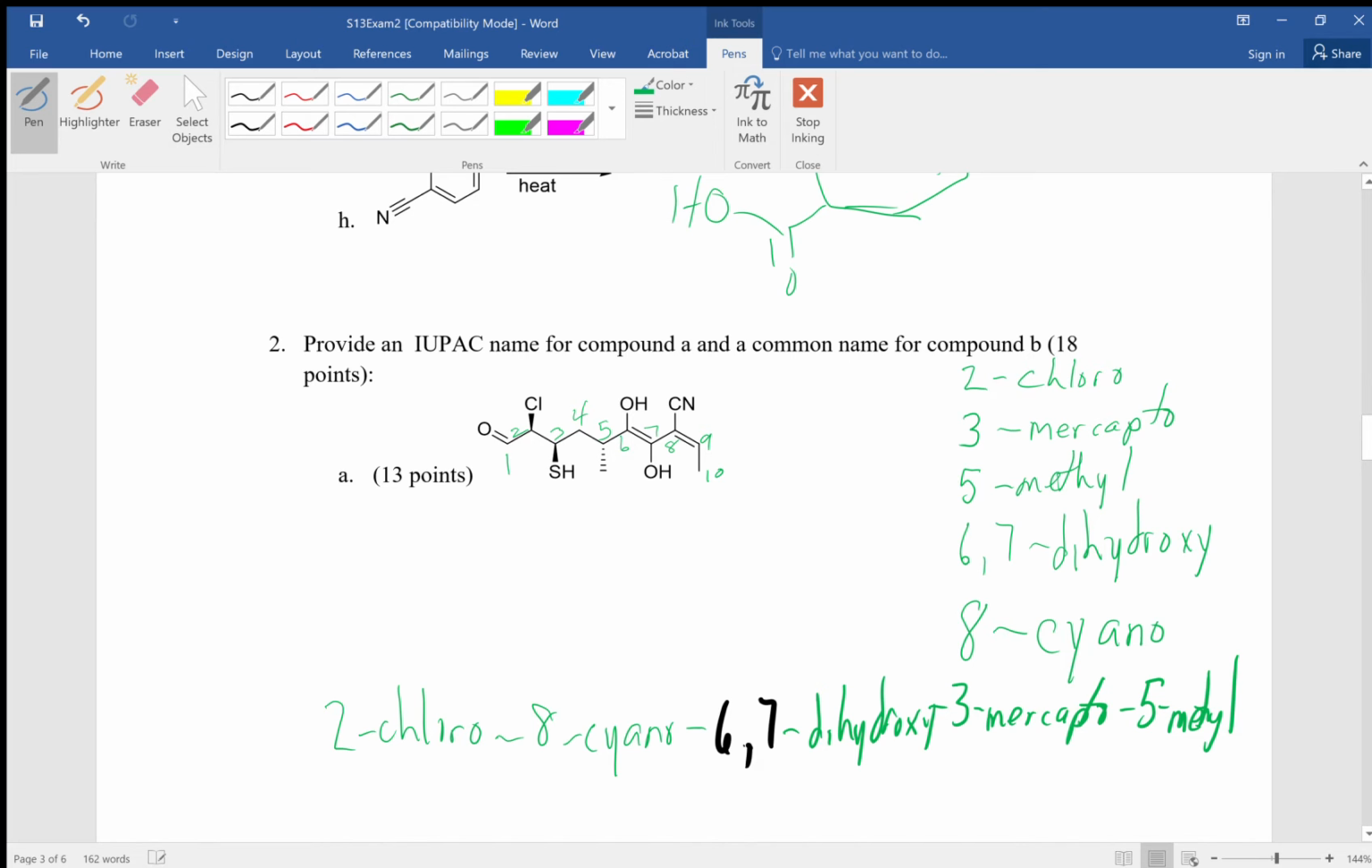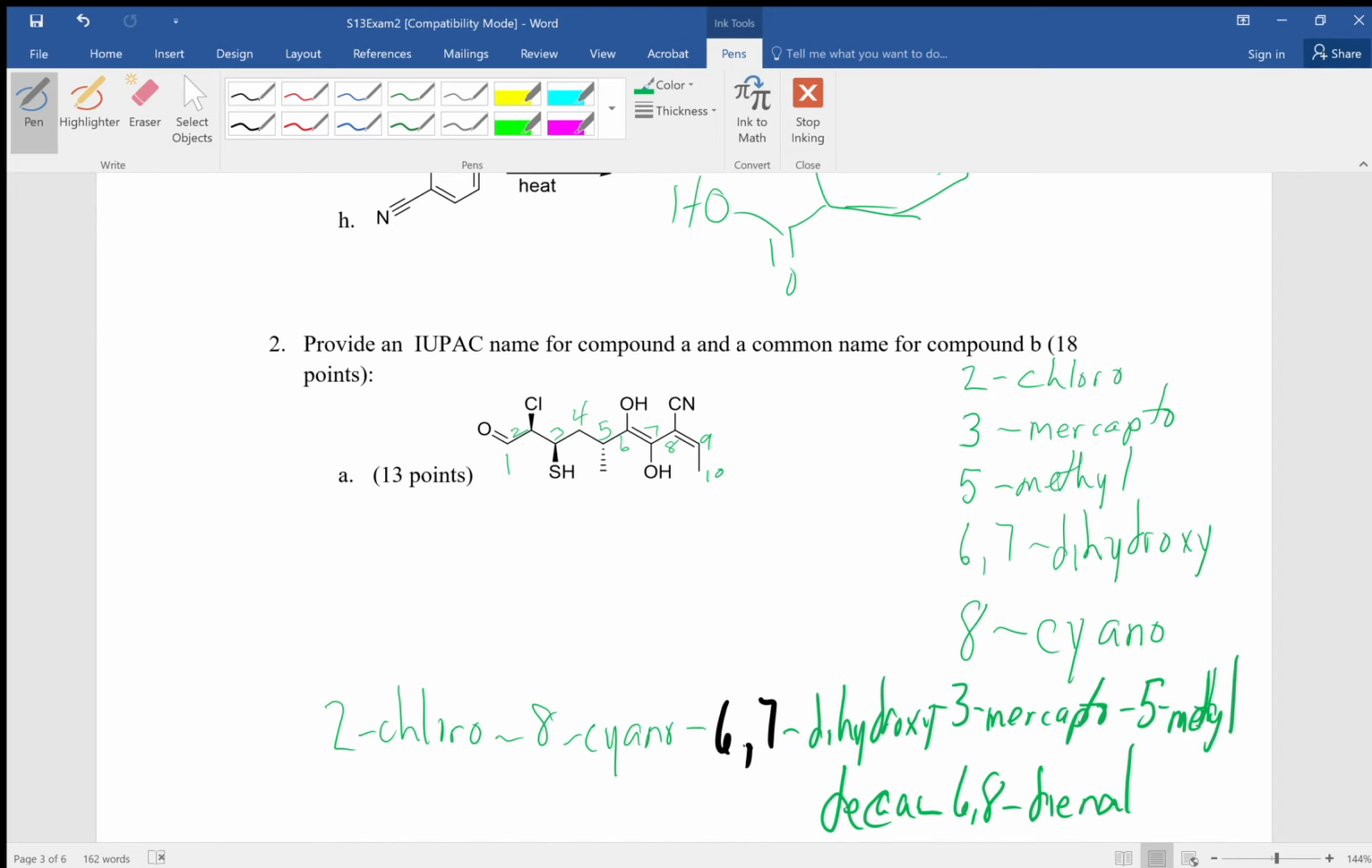Then we need our parent name, which we've numbered as 10 carbons, so decane. Because there's 2 alkenes, we keep the A. We get our numbers for the 2 alkenes, which are 6 and 8, 6,8 diene. And then the aldehyde, because we know aldehydes default to carbon 1, that doesn't need a number, it just gets the ending al.